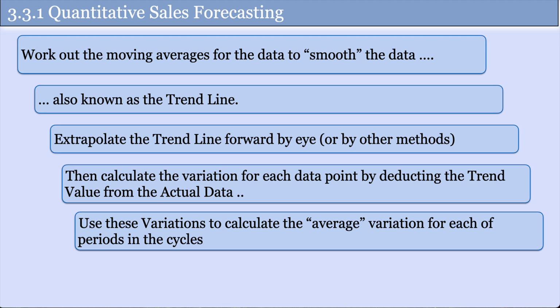And then you put that on. Once you've done that, you put that on to this extrapolated trend line. And in the next video, I'll just give you an example. I might even use that same table, and we'll do it again using that table. So hopefully that shows you how to do quantitative sales forecasting.